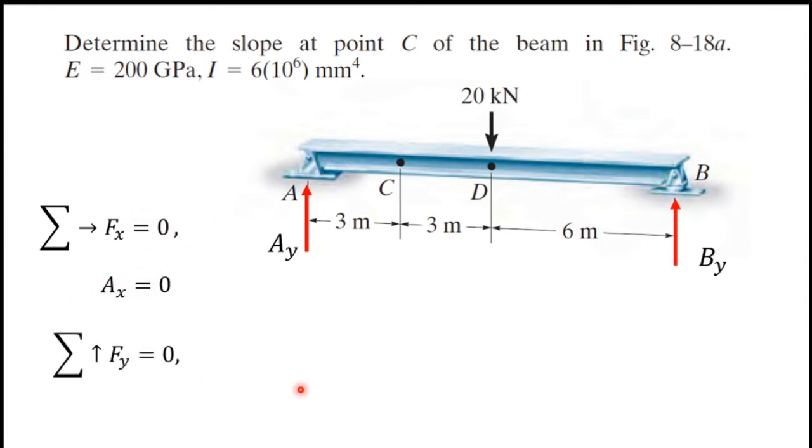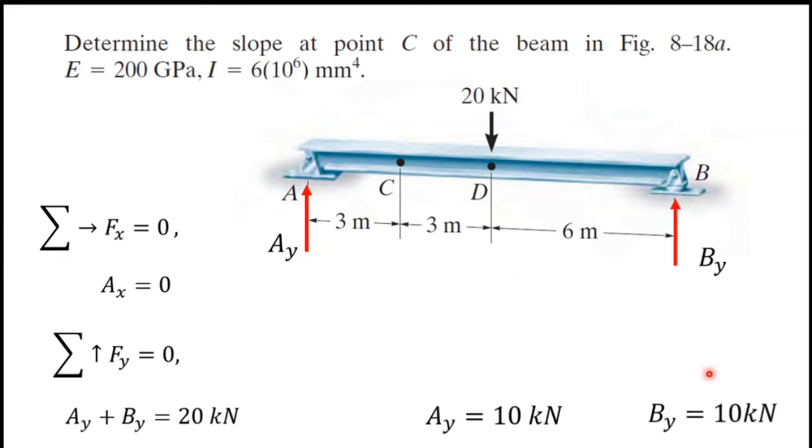Next I will consider the sum of all the vertical forces. So AY plus BY equals 20 kilonewton. And if you look closely at this diagram, you can see there is symmetry in this beam. In the middle of the beam there is a point load, and there is a vertical force at A and also at B. So that means this is a symmetric beam. Therefore I can say AY equals 10 kilonewton and BY equals 10 kilonewton.